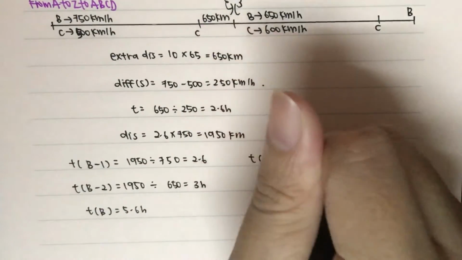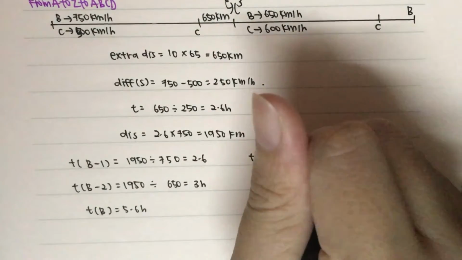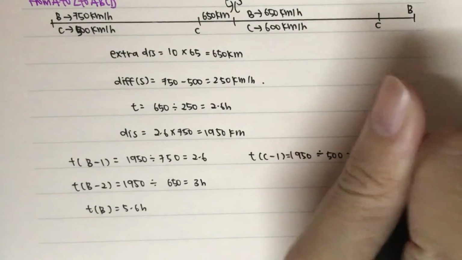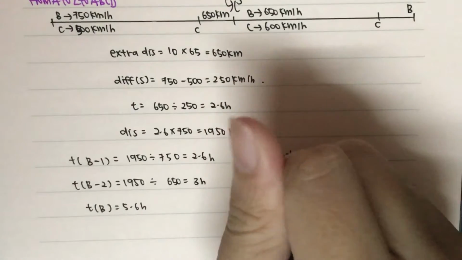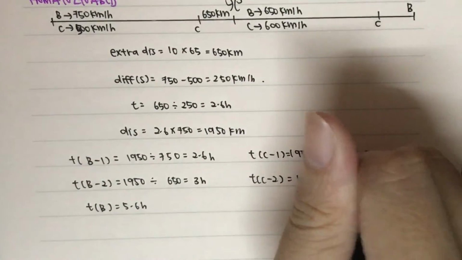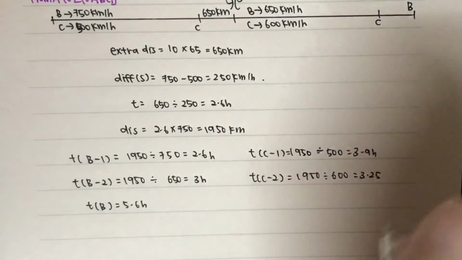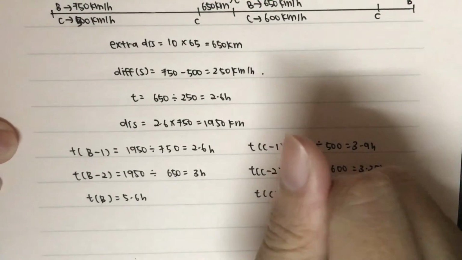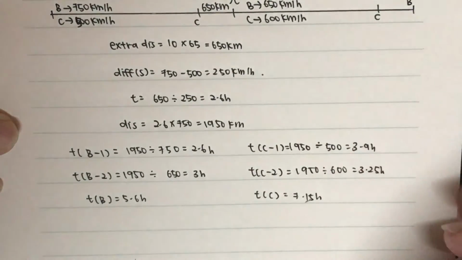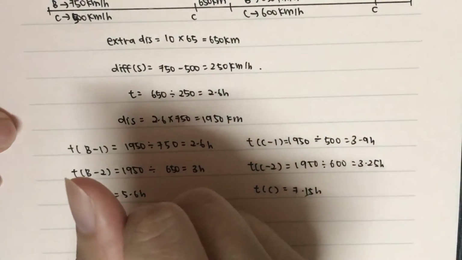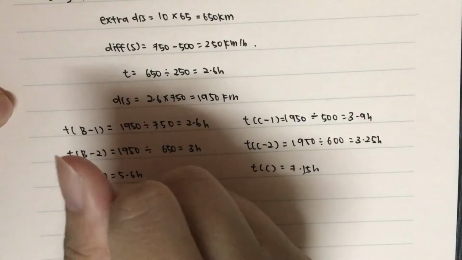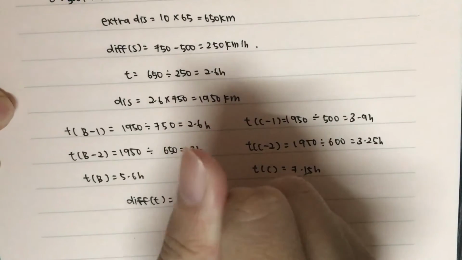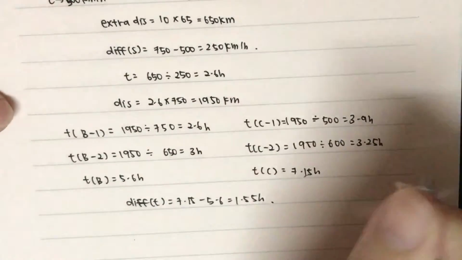Repeating the same step for Chocolate, we'll be getting the distance divided by 500, 3.9 hours, and the same distance divided by the second speed. This will give us 3.25 hours. Therefore, the time of Chocolate will be equal to 7.15 hours. This is the sum of this, and this is the sum of this. Therefore, the difference in time will be equal to 7.15 minus 5.6, and this gives us 1.55 hours.